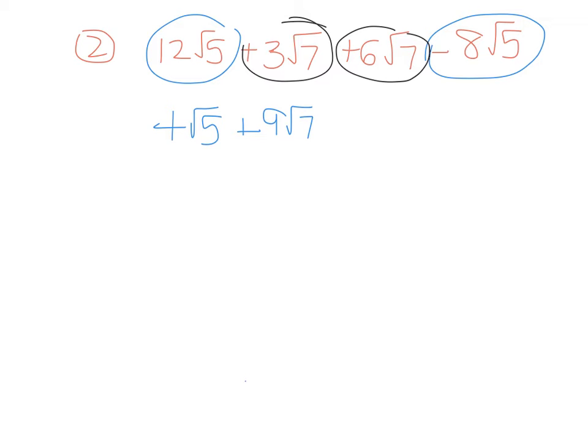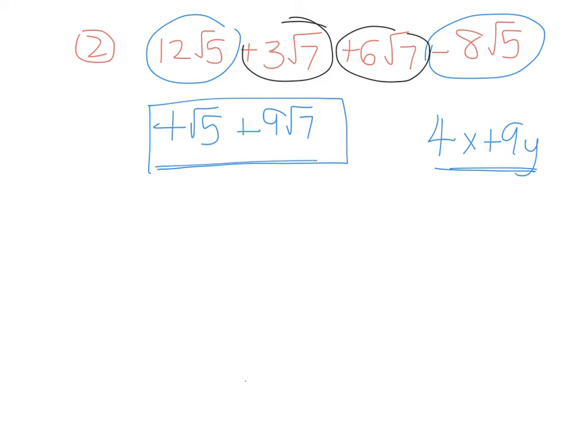And now I have 2 different radicals that I can't combine. I have to leave my answer just like this. It's almost as if I would have 4x plus 9y as an answer, where you would just leave that. So this is the answer to that second problem. So again, we're just combining the radicals as if they were variables. Now, in the next example, I'm going to have to simplify radicals in order to combine them.